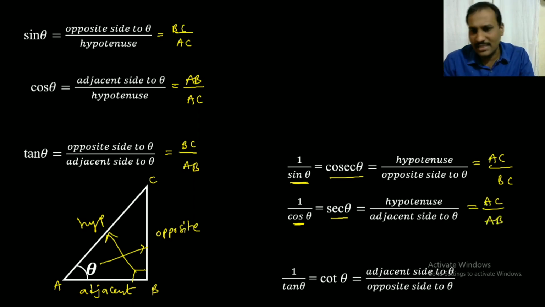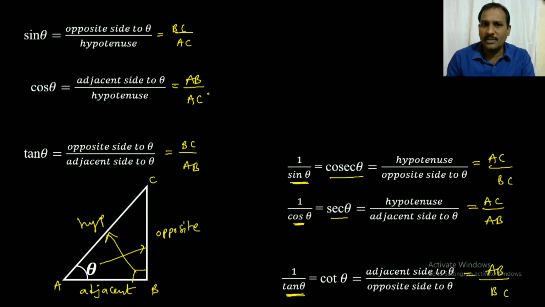And the last one is cot theta, which is the reciprocal of tan theta and is defined as the adjacent side to theta by the opposite side to theta. So what is the adjacent side here? AB by the opposite side, which is BC.